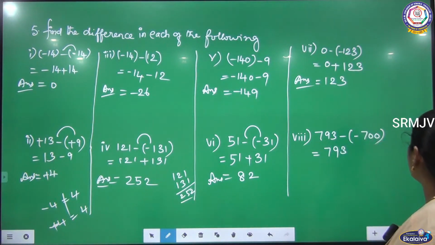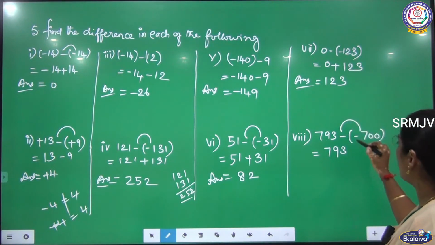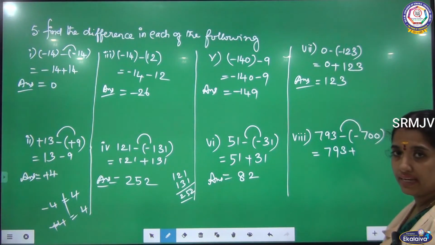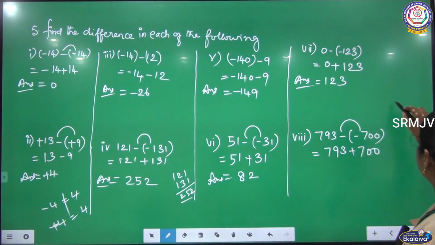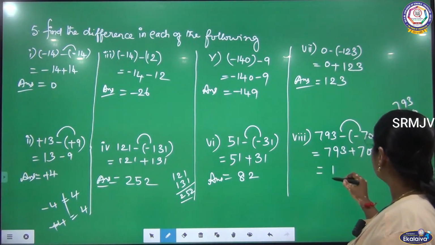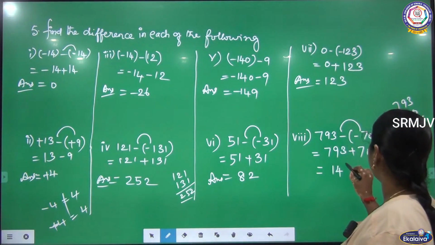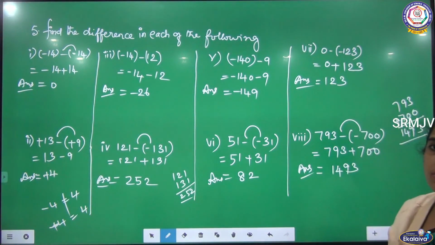Now listen, 793 minus of minus 700. So minus into minus is plus 700. So when I am adding this 793 with 700, what is the answer? Listen, 397 plus 7 is 14. So the answer is 1493. Can you clear this, children?